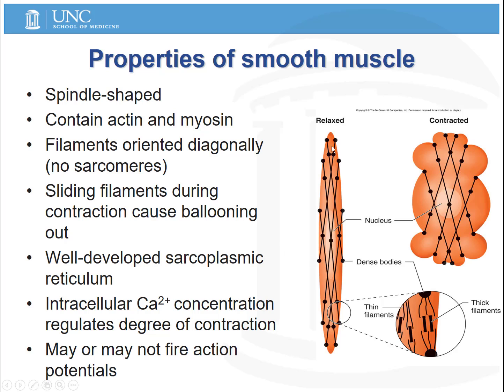So smooth muscle cells are these spindle-shaped cells that are organized in sheets and surround hollow structures and organs in our body. These cells do have actin and myosin, but they don't have the striations that we see in cardiac muscle. That's because in smooth muscle, these thick and thin filaments are organized diagonally. They're not organized into sarcomeres. During contraction, the thick and thin filaments interact and form cross bridges, and they slide past each other. When that happens, it causes the cell to balloon out, like we see here in this contracted image.